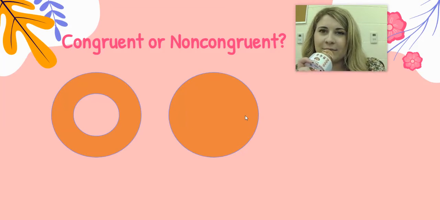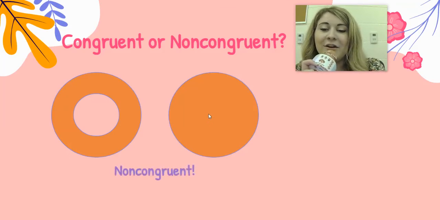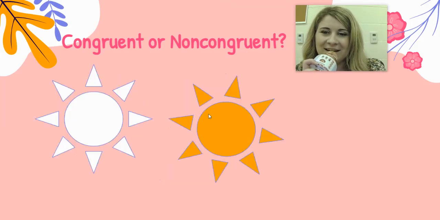All right, let's look at these two. Are these congruent or non-congruent? Is this shape the exact same shape as this circle? No, because this one has a big chunk missing out of the middle. This one does not. So are these the same shape? No. So if it's not the same shape, then it makes it what? Non-congruent. Yes, we're getting it.